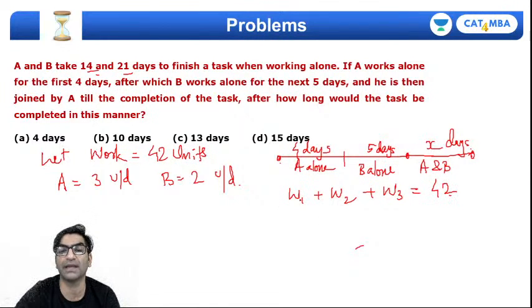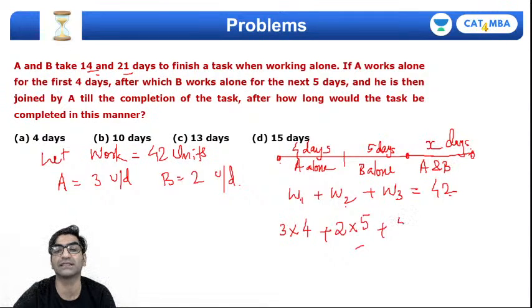What is work done in the first segment? A alone works, which means he works at 3 units per day for 4 days. Similarly, second segment, B alone, that's 2 units per day into 5 days. And third segment, A and B together work, so that's 3 plus 2, 5 units per day for X days, right? So 5X units. This total should be 42.